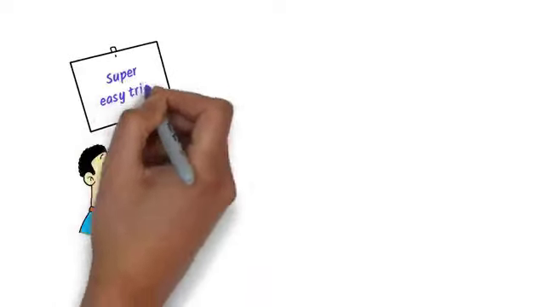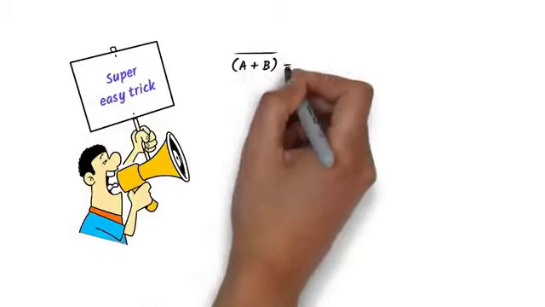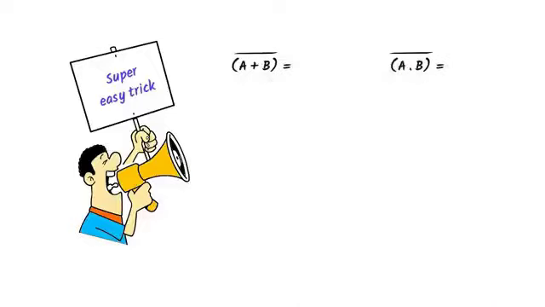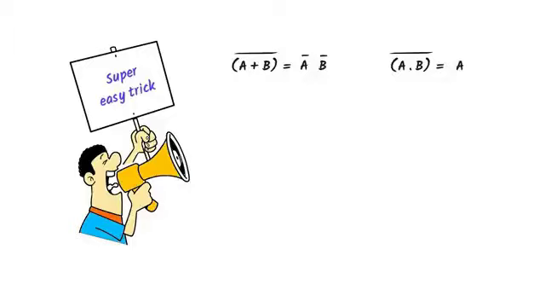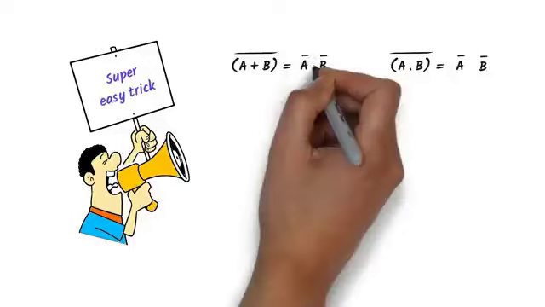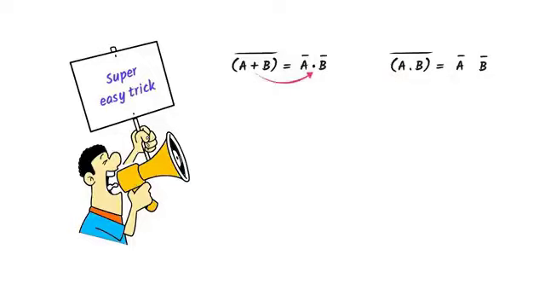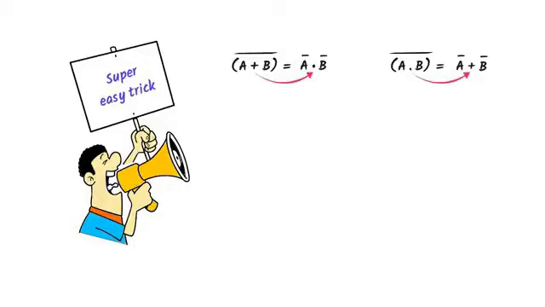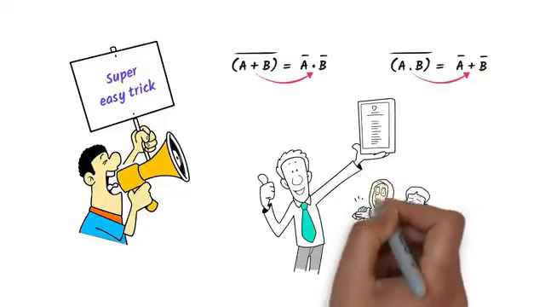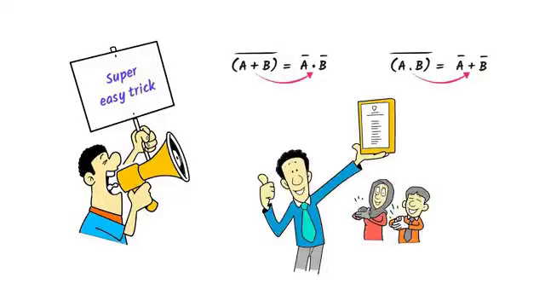Now I will teach you my personal and super easy trick to remember these two equations. Let me write (a plus b) whole bar and (a dot b) whole bar. I always write a bar b bar, a bar b bar. Secondly, if there is plus, I convert it to dot. If there is dot, I convert it to plus. This is the super fast easy trick to remember these two equations.